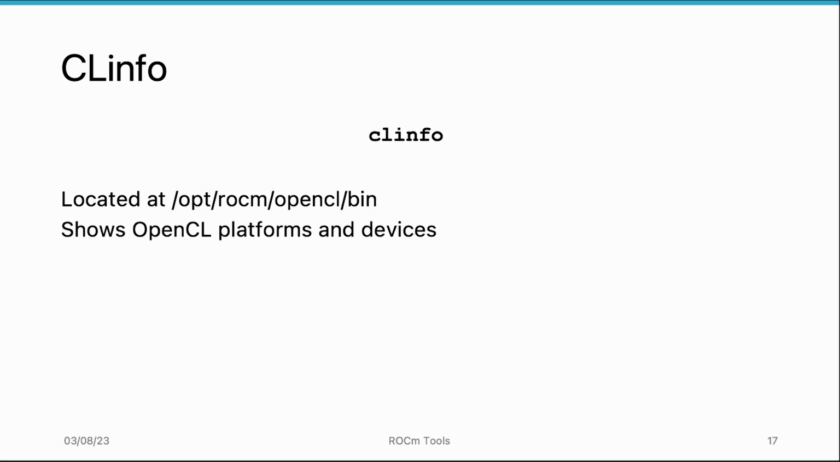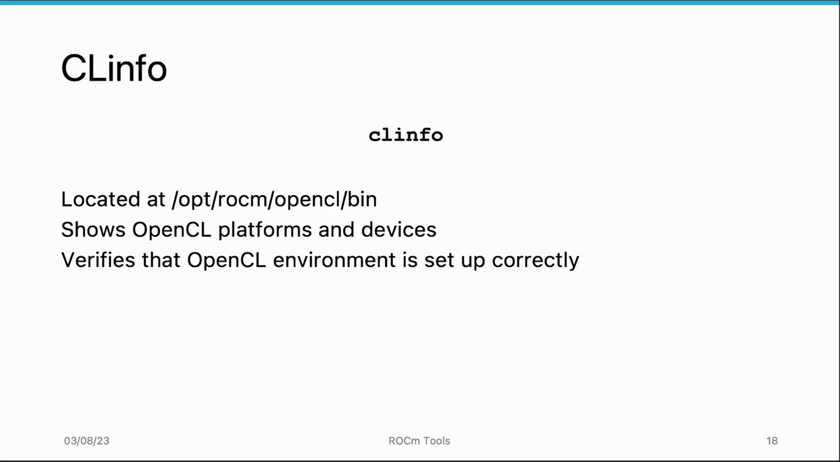clinfo is very similar to rocminfo. It returns details such as the number of OpenCL platforms installed, the devices that are attached to each platform, and their specifications, including the device name, type, and compute capability. This information can be extremely useful for developers who are working with OpenCL and need to optimize their code for specific devices.